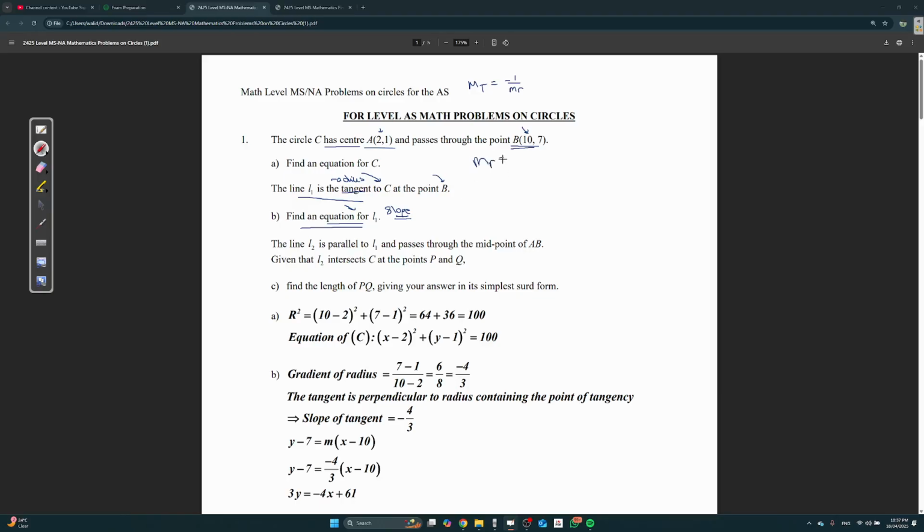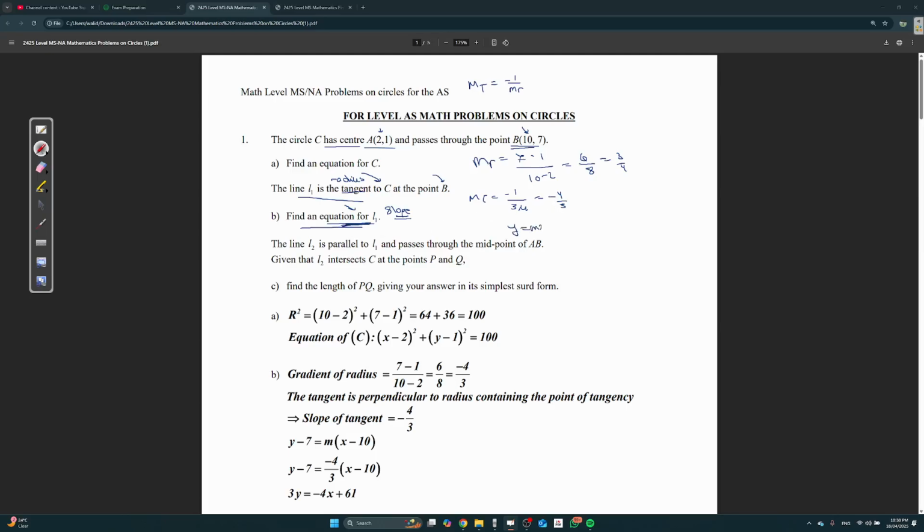Let's first find the slope of the radius by doing y2 minus y1 over x2 minus x1, 7 minus 1 over 10 minus 2. You're going to get 6 over 8, so 3 over 4. So the slope of the tangent would be negative 1 over 3 over 4, which is negative 4 divided by 3. Okay, negative 4 over 3. So now can I find an equation for the tangent?